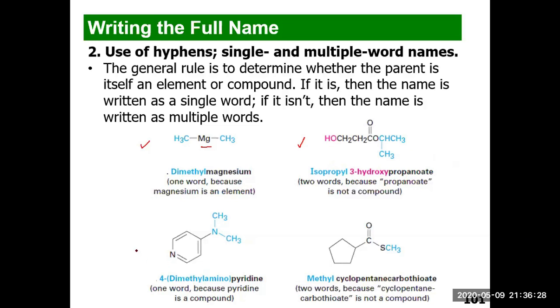Right, so let's try to consider this molecule. So this one is named as 4-dimethylamino-pyridine. Now this compound is named as a single word because pyridine is a compound. And lastly, if we look at this one, this molecule is named as methyl cyclopentane carbothioate. And take note that this compound is named in 2 words because cyclopentane carbothioate is not a compound.